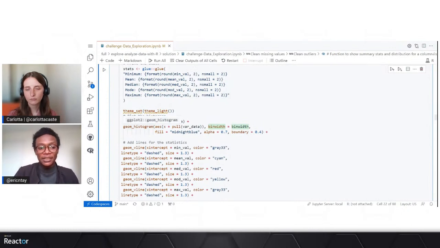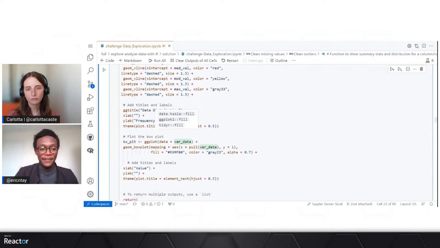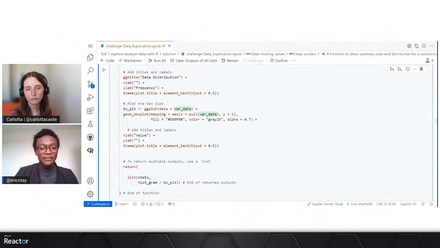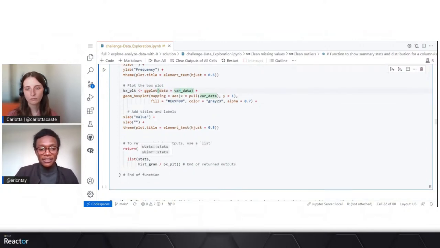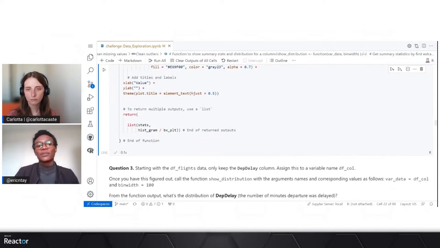One plot is a histogram, and we'll discuss this in more detail. For now, it takes that given column and plots a histogram. Then it also takes that given column and plots a box plot. Once it does this, it returns the summary statistics and the two plots nicely together. So that's what this show distribution function does, and we'll put it to the test in our next question.